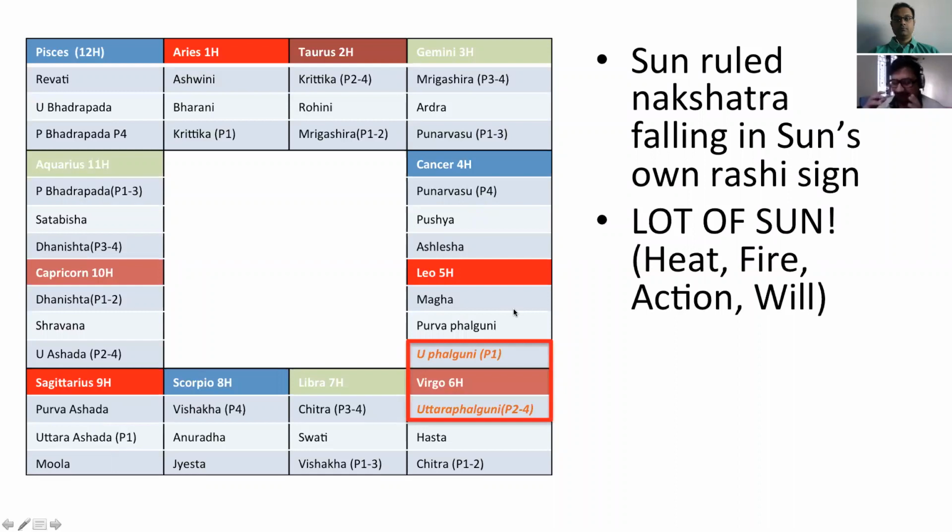It's like a lot of heat. Sun is the source of heat on Earth. A lot of fire. Sun is kingly. Sun is the denoter of kings. So like a lot of fire in kings. Kings love to do action. A lot of will. It's like the will of kings, the will of leaders that literally drives the nation, drives entire groups. So it's showing a lot of leadership potential early on.